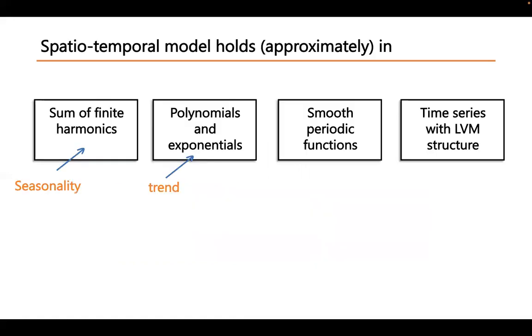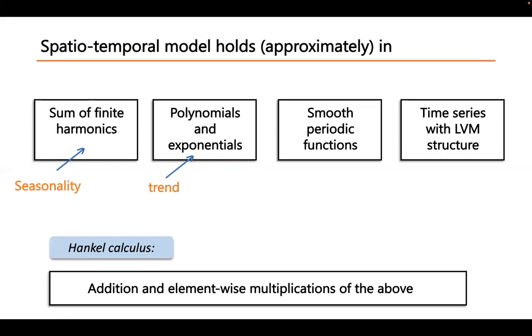And it turns out the spatio-temporal factor model holds, at least approximately, in a wide variety of time series processes. For example, any sum of finite harmonics, which captures, say, seasonality, any polynomials and exponentials, any smooth periodic function. So any differentiable periodic function also has the spatio-temporal model holding for it, or any time series structure with a latent variable model structure. And further, we establish a Hankel calculus that says that this low rank structure is closed under addition and element-wise multiplication. Okay, so it really is a very rich collection of time series that satisfy the spatio-temporal model.